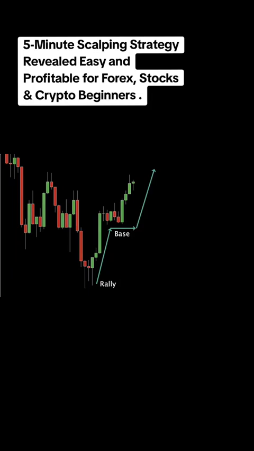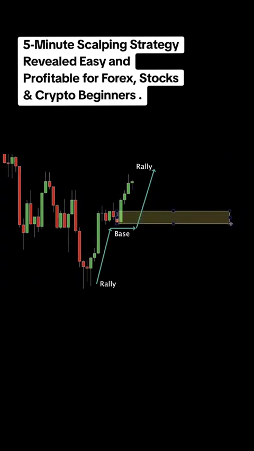This base is where institutions are quietly adding to their positions, preparing for the next leg up. They're accumulating more buying power while keeping the market calm. What we're looking for here is the next move, the second rally. When the price breaks out of the base, that's our confirmation that buyers, led by smart money, are still in control. As scalpers, our focus is to catch the move when the price returns to retest the base. That's where we can enter quickly, ride the continuation, and exit just as fast with profits in hand.